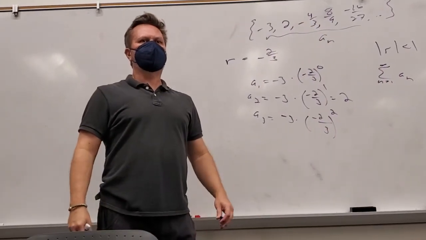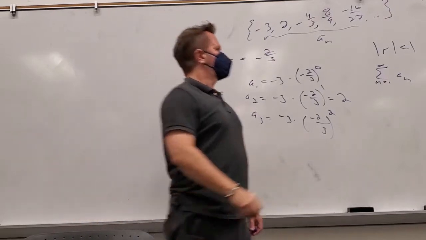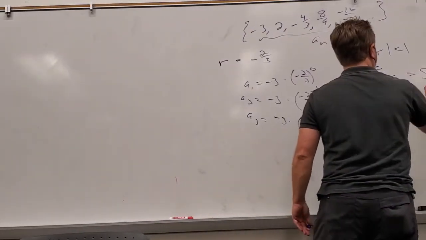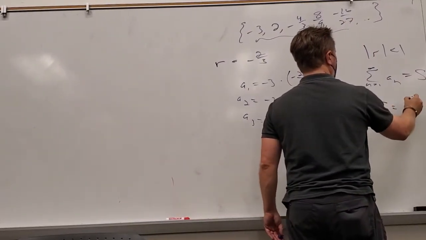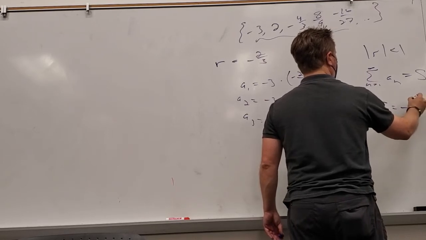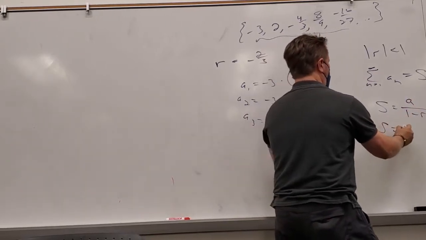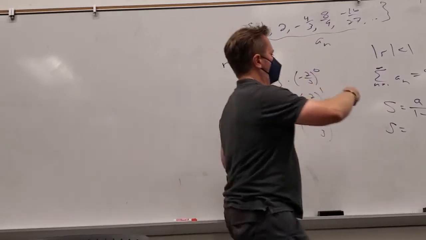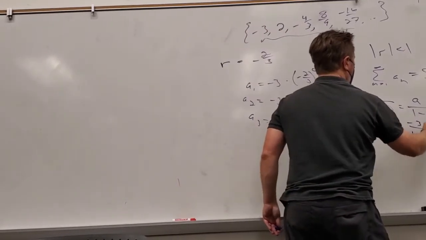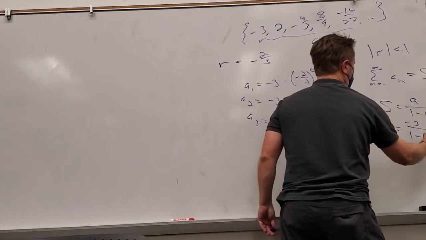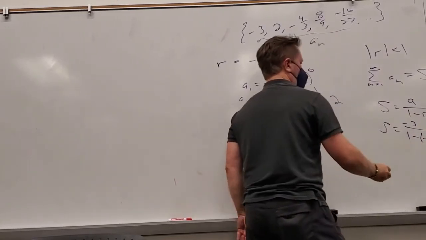In fact, what would it converge to? What would this sum equal? A over 1 minus R, right? So then negative 3 over 1 minus negative 2/3, yeah? So 1 plus 2/3 is 5/3, so it's negative 9/5.